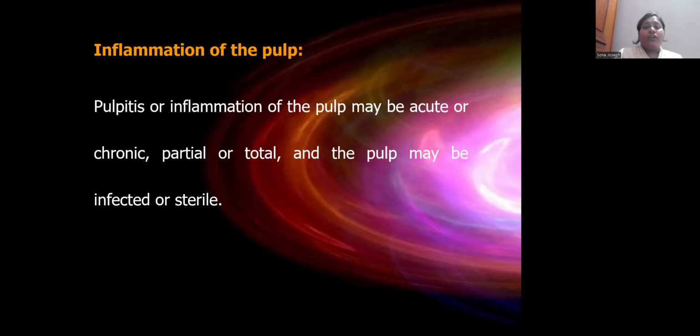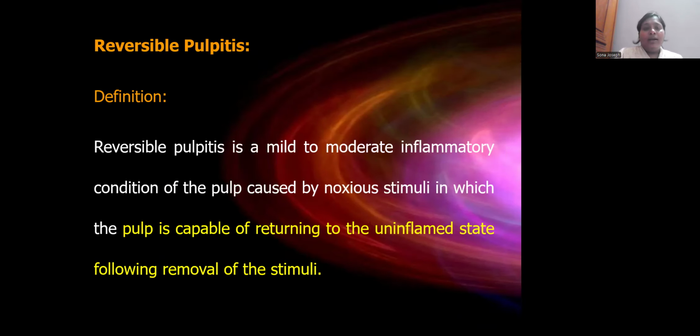So pulpitis or inflammation of the pulp may be acute or chronic, partial or total, and the pulp may be infected or sterile. Mainly, when you hear the name reversible pulpitis, that just means the condition where, when you introduce a stimulus, the patient will have symptoms, and when you withdraw it, immediately the patient will be relieved of the symptoms and the pulp goes back to the normal state.